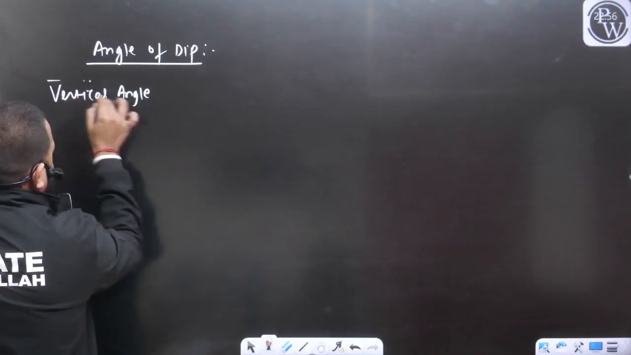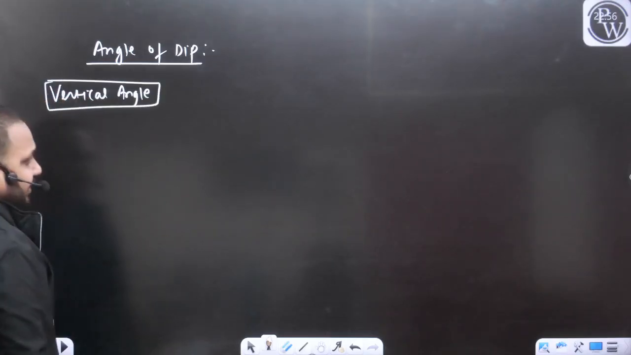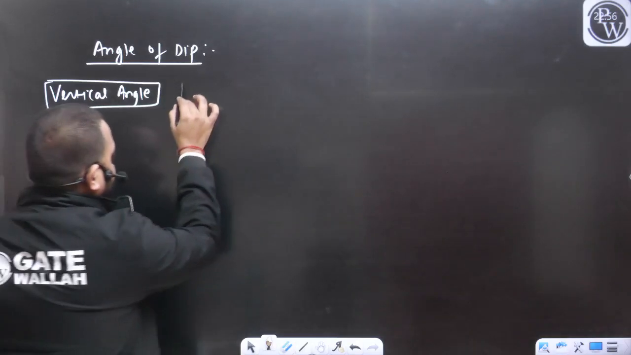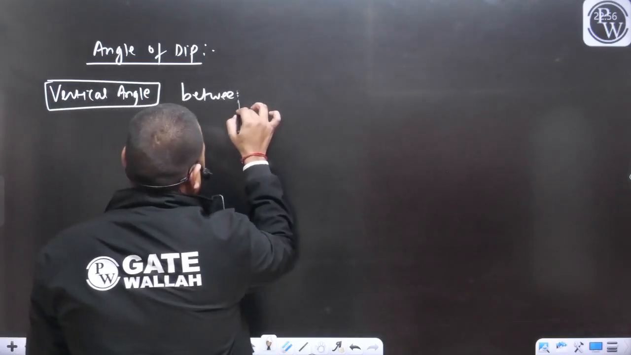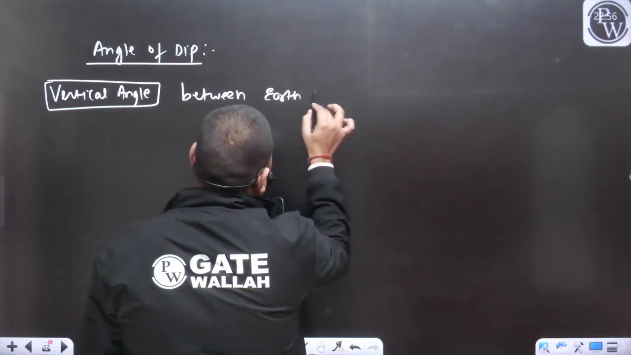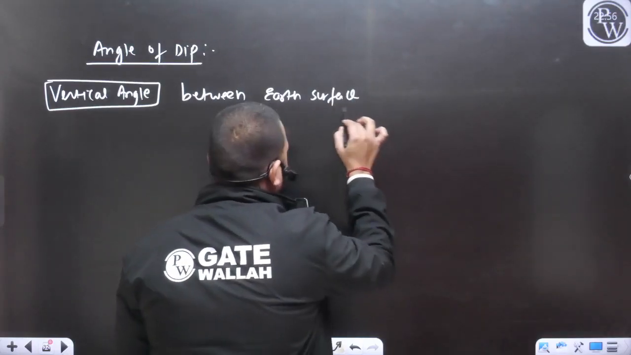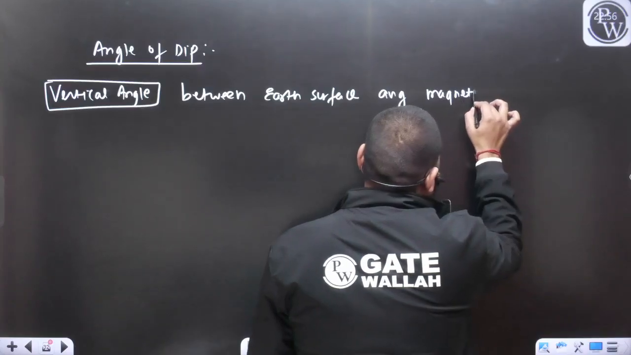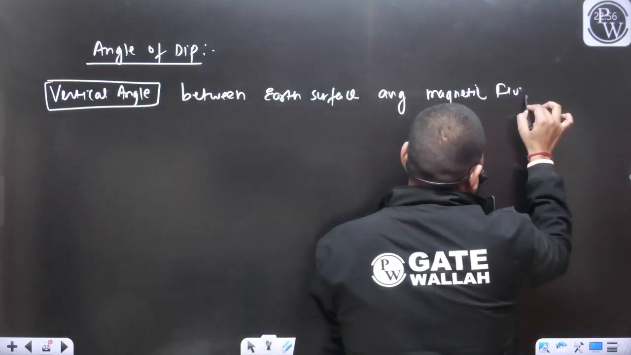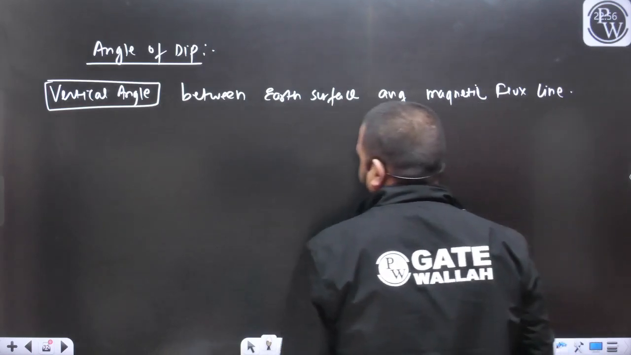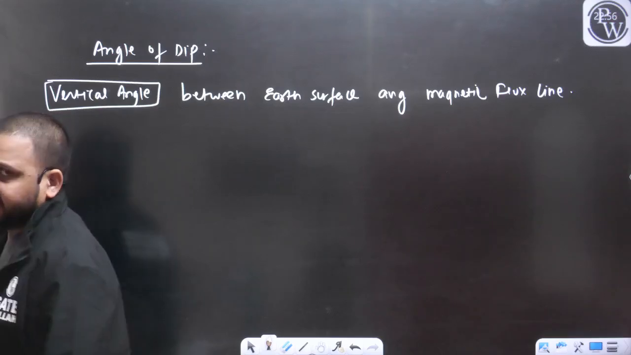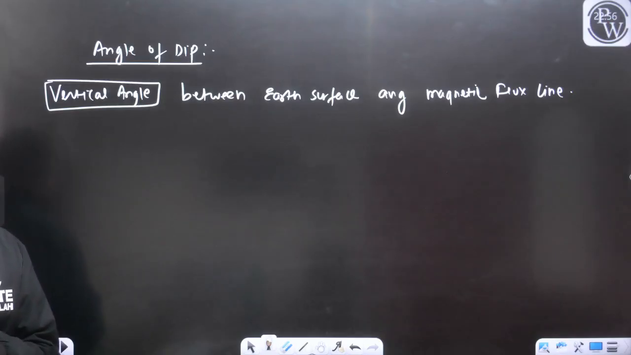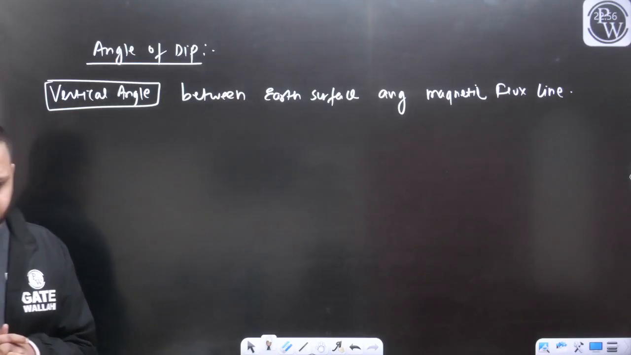Obviously, if this is the vertical angle, we should also know how we are measuring it. It is the vertical angle between the Earth surface and the magnetic flux line. Let's try to understand. Let's try to visualize this angle.